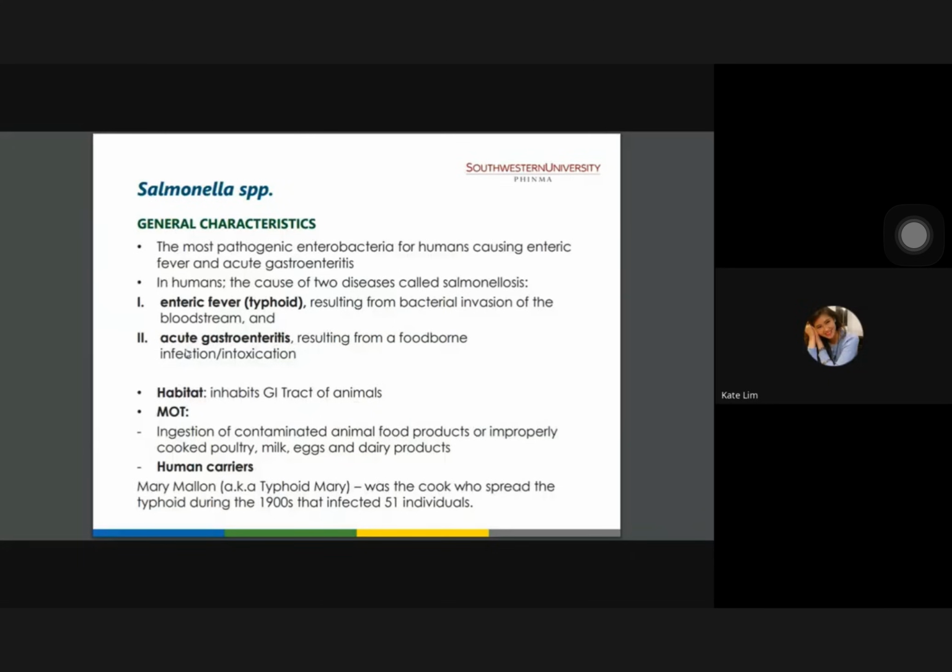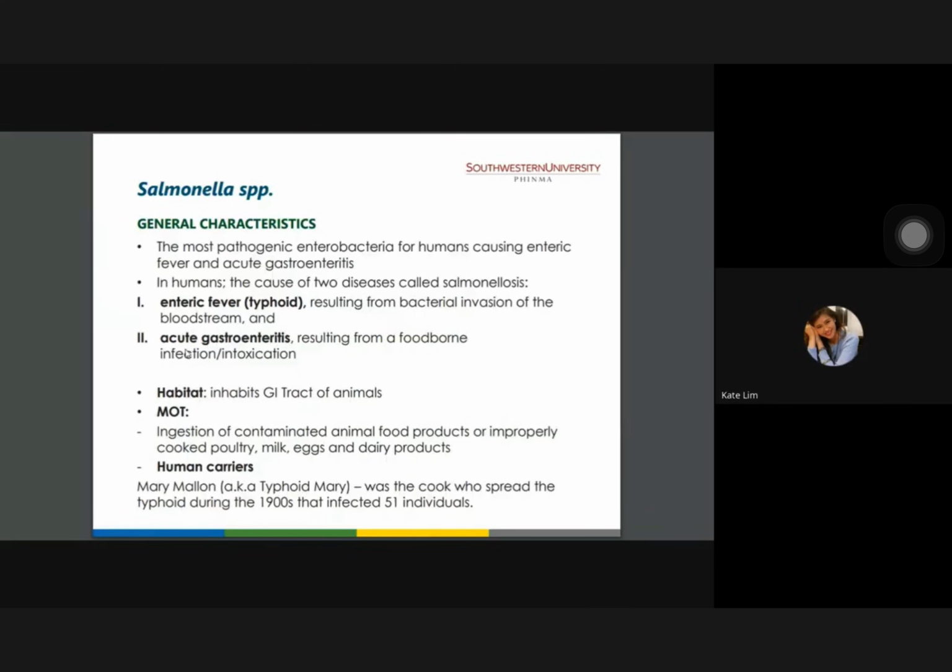When you say carriers, we have already discussed this in our parasitology class: these are people who are carrying the bacteria but do not manifest signs and symptoms. One example of a human carrier is Mary Mallon. That is the video that I will be showing you, supposedly. I'll be uploading that in the Batch G drive.